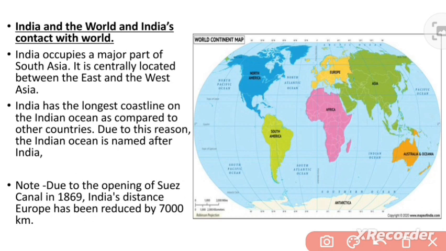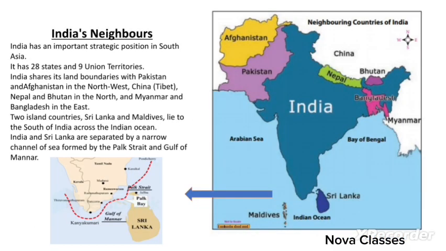So maybe in your exam the question will come: in which year was the Suez Canal opened? So you can say that it opened in 1869. And after the Suez Canal opened, what happened? It reduced the distance by approximately 7,000 kilometer, and it connects India to Europe. So these are the things. Now we can talk about India's neighbor countries.